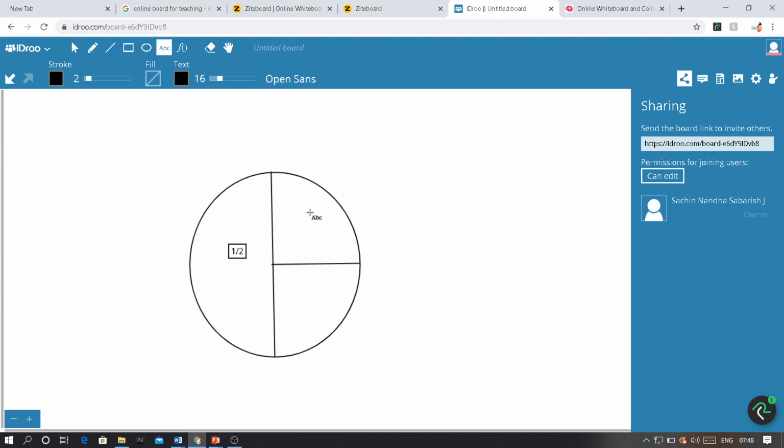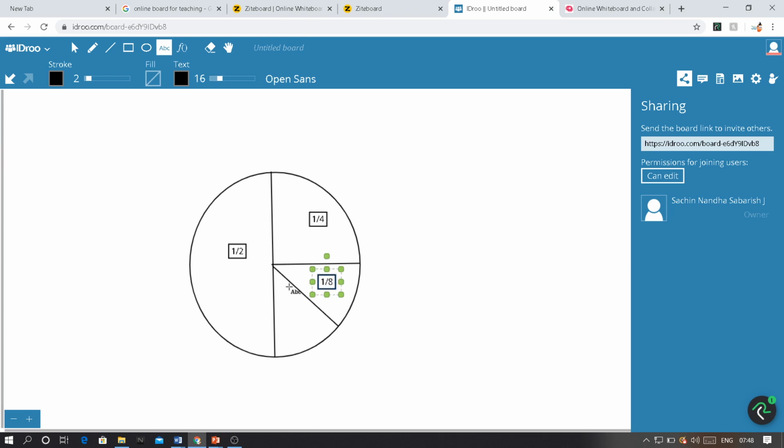So this is a separate 1 by 4 part, and this is a separate 1 by 4. Now what I'm going to do is divide this 1 by 4 part into two equal parts. When a 1 by 4 part is divided equally into two, each becomes 1 by 8. So this is 1 by 8.